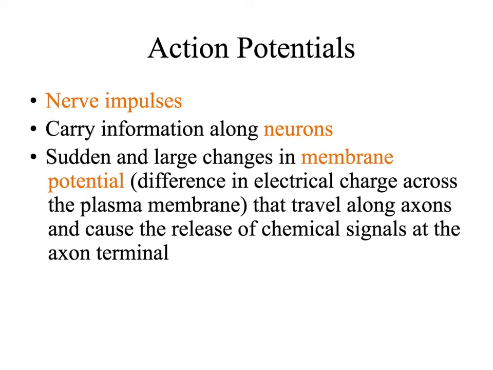All right, the second section of this chapter, 34.2, is on electrical signals. So, action potentials. An action potential is just a nerve impulse. It's just a scientific term for that. Action potentials carry information along these neurons. What happens is there's a sudden and large change in the membrane potential. This is a difference in electrical charge across the plasma membrane. That change in the membrane potential travels along the axon of the neuron, and it causes a release of chemical signals at the axon terminal. And remember, these chemicals are the neurotransmitters.